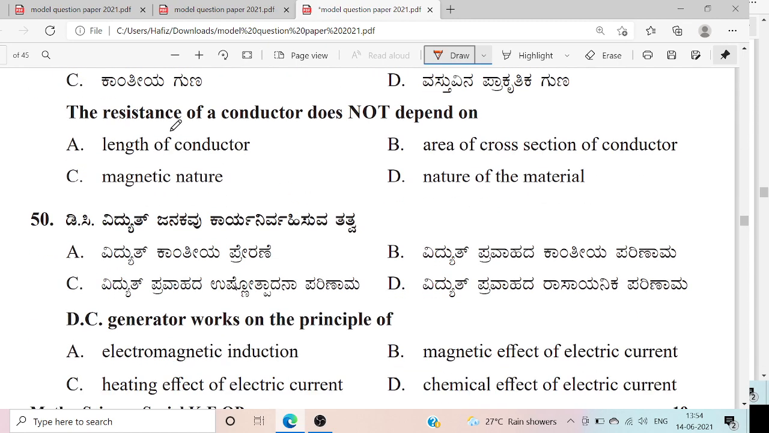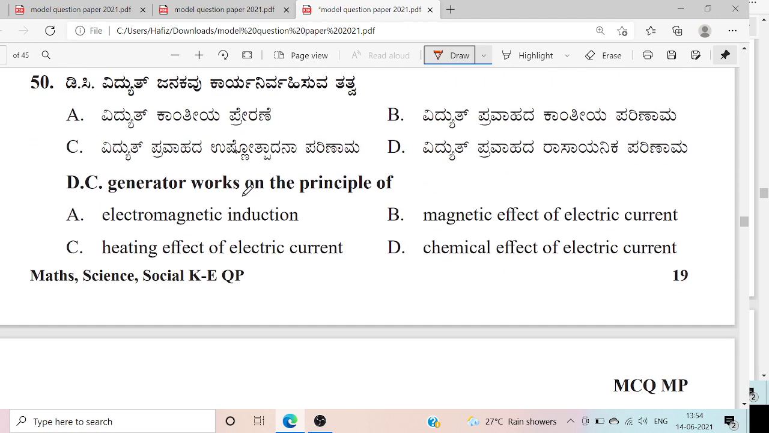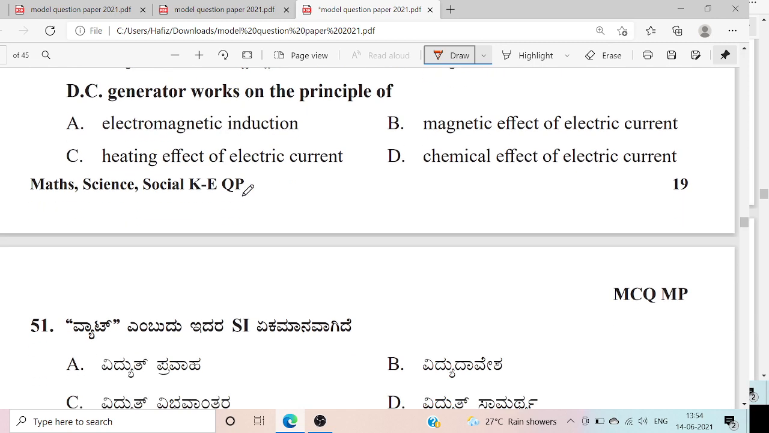Next question is on your screen. The resistance of a conductor does not depend on. We know resistance depends upon length, area of cross section, nature of material. So option C, which is the answer, means resistance does not depend on the magnetic nature of the material. Okay, now the next question is on your screen.